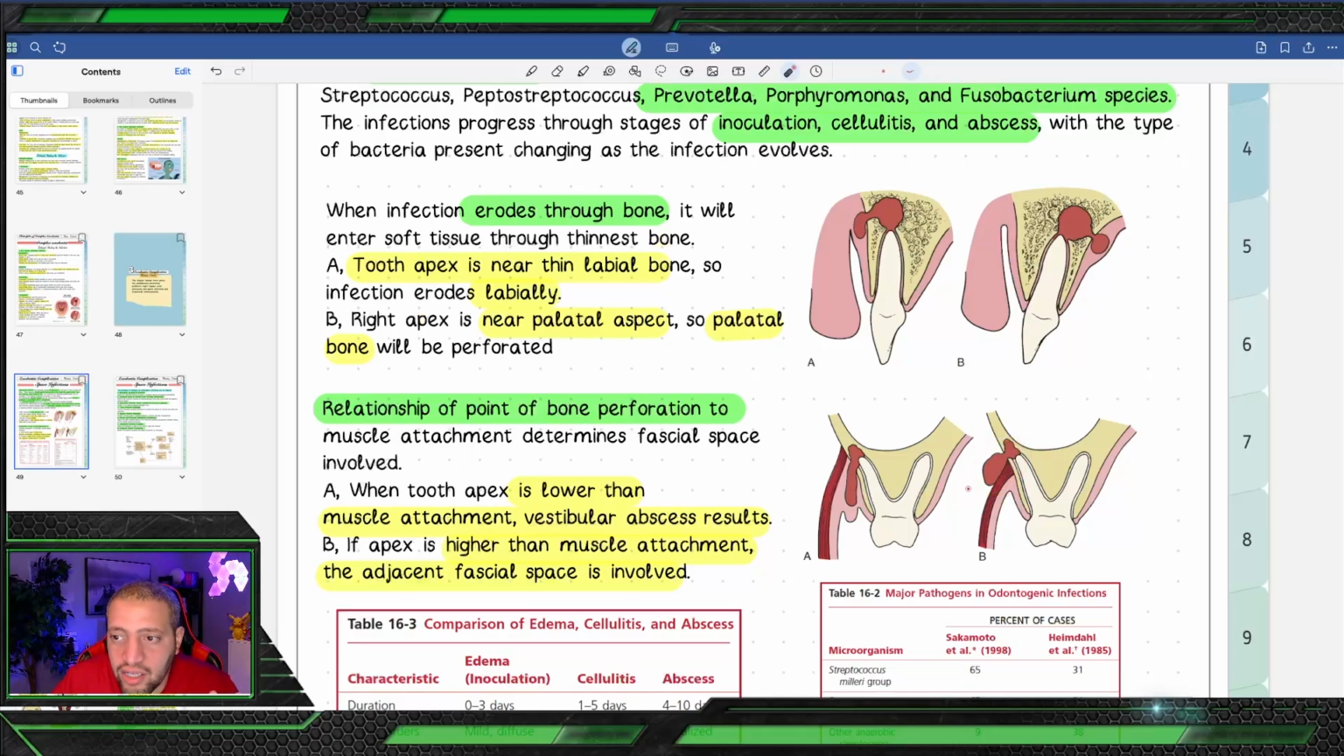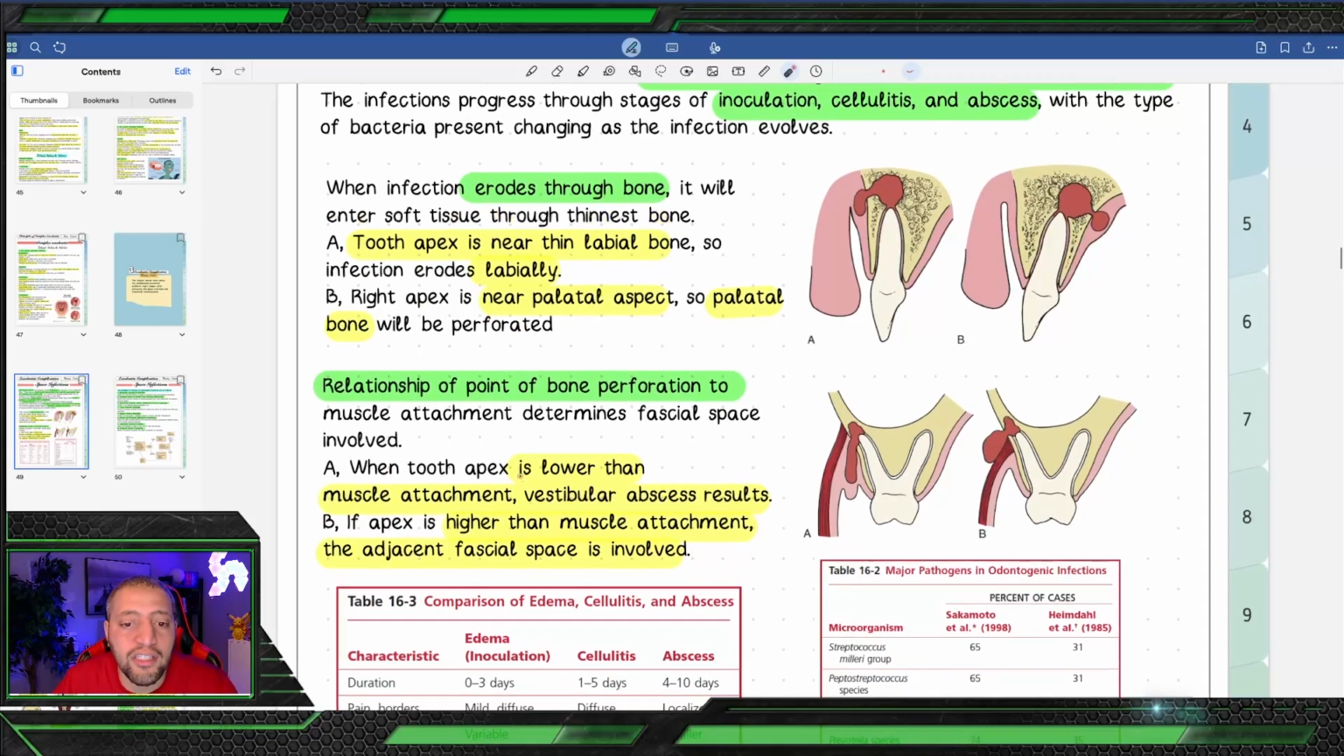So this is the main criteria when you have infection. The infection erodes through the bone, related to the apex, whether buccal or palatal bone, and the location of this erosion. If it happens below the muscle, it will end up as a vestibular space infection, and if it ends up above the muscle attachment, it will end up as a buccal space infection. So the tooth apex near the labial ends up labial, near the palatal ends up palatal. Relation of the bone perforation to the muscle attachment: when the tooth apex is lower than the muscle attachment, a vestibular abscess results. If it's higher than the muscle attachment, a fascial space is involved.